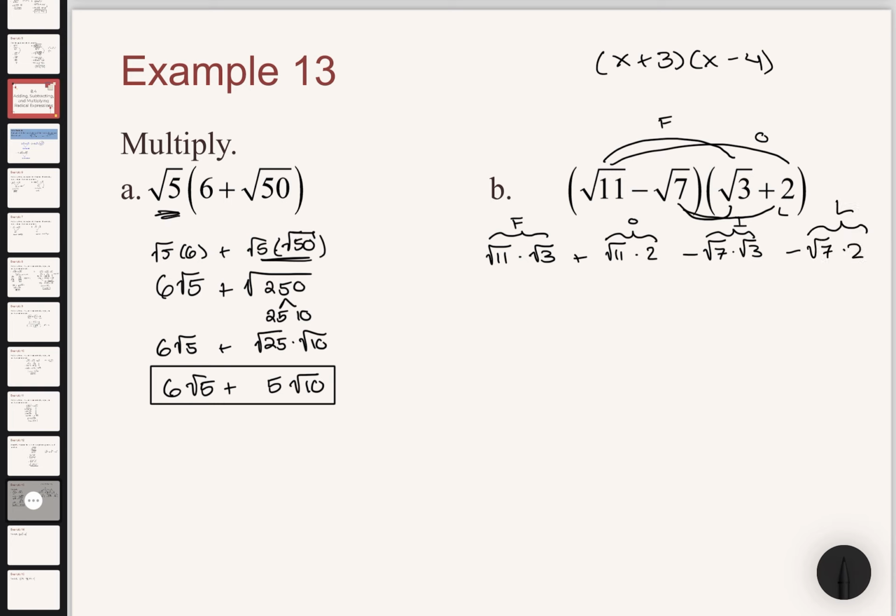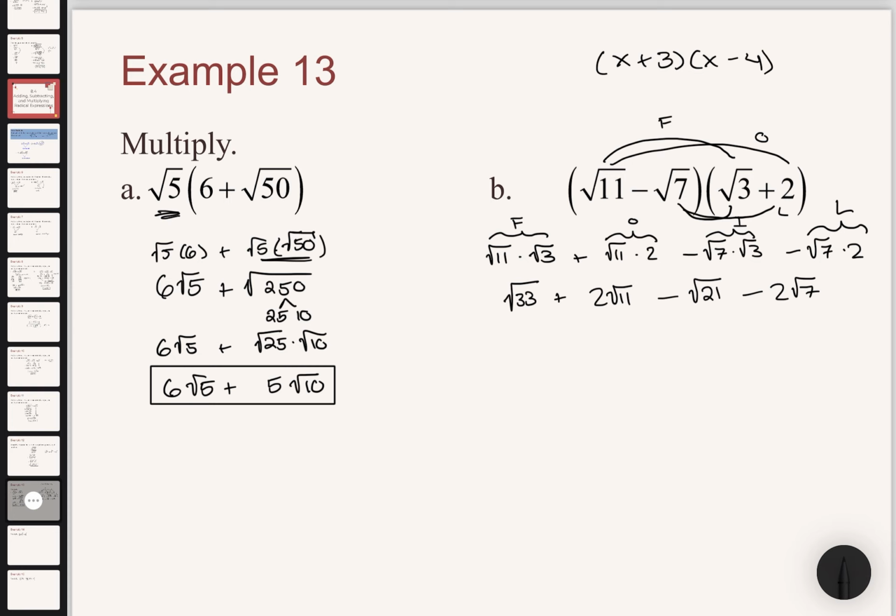All right, let's just clean this up a little bit. The first ones I can combine using my product rule. So that's going to be square root of 33, 11 times 3. Plus, for this one, I can't really combine them, but I do want to put the 2 in front of the square root. Over here, I can combine these. 7 times 3 is going to give us 21. Over here, I would like to put that 2 in front of the square root sign.